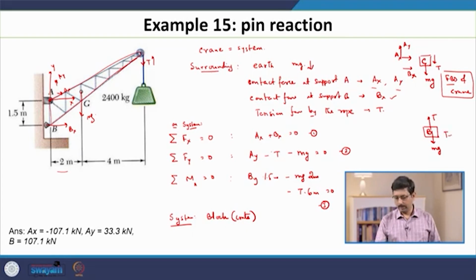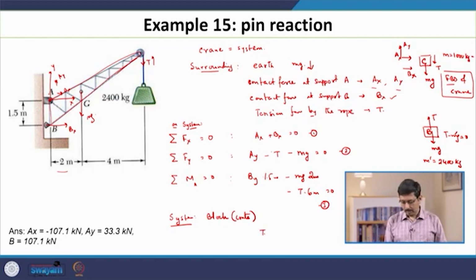So, if I do a force balance in the vertical direction, T minus mg, we get T is equal to m prime g. Let us call that m prime. So, m prime is 2400 kg and m is 1000 kg. So, we have another condition that T minus m prime g is equal to 0. Now we have 4 equations and 4 unknowns.